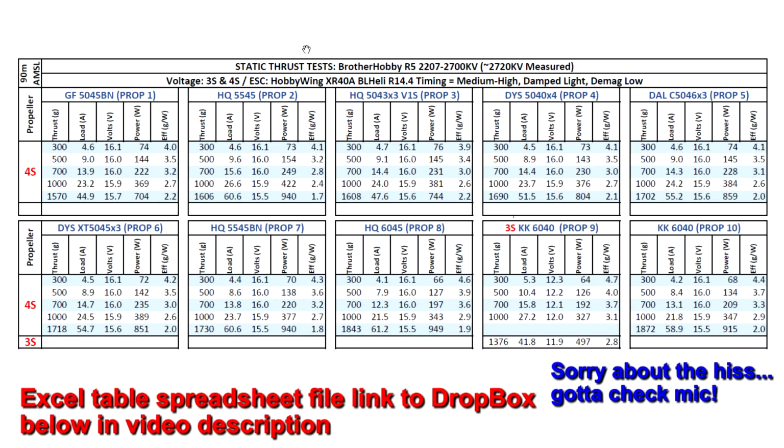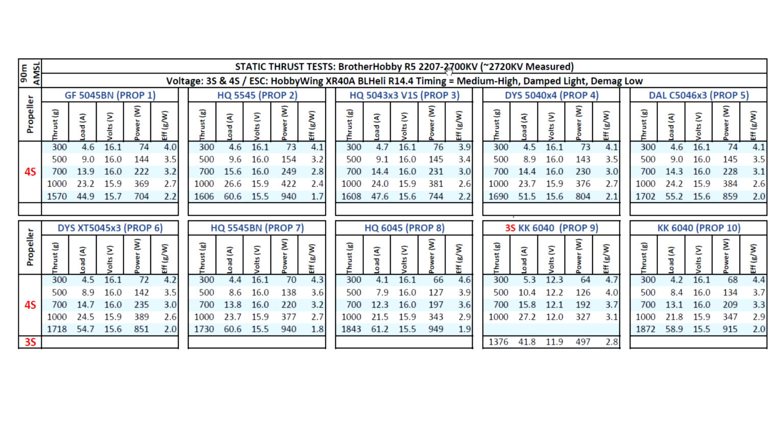All right, so let's look at the thrust test results for the BrotherHobby R5 2207 2700 kV. The motor came in at 2720, so right on the dot. So for this kV and the props I'm testing, 3S and 4S was the most suitable voltage, although I know some people run these very high kV motors on 5S, but on the thrust stand that's just too much load for my equipment and for the motor.